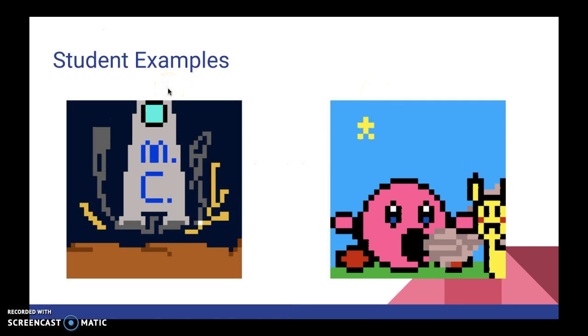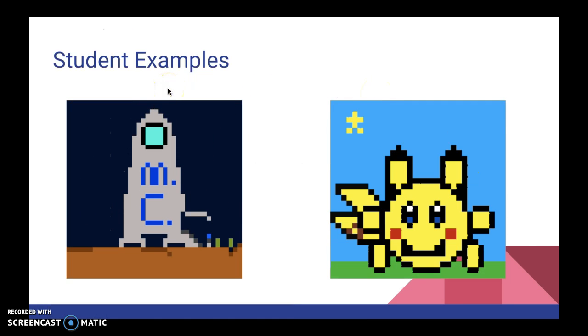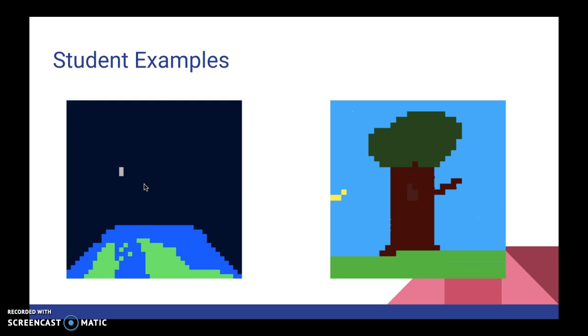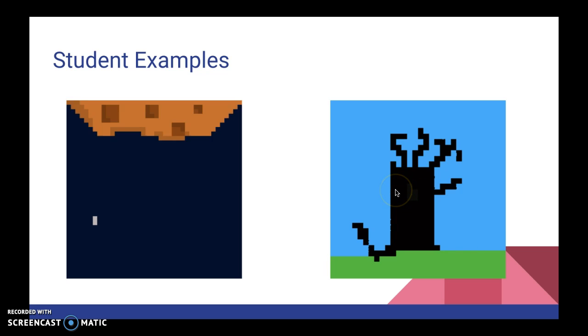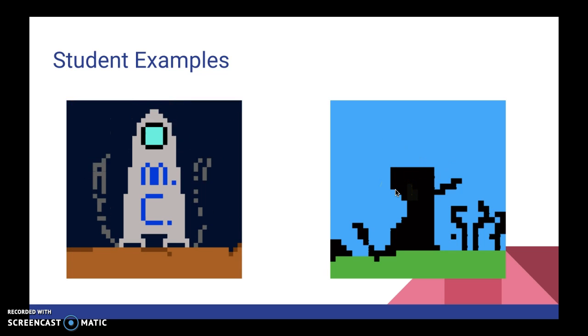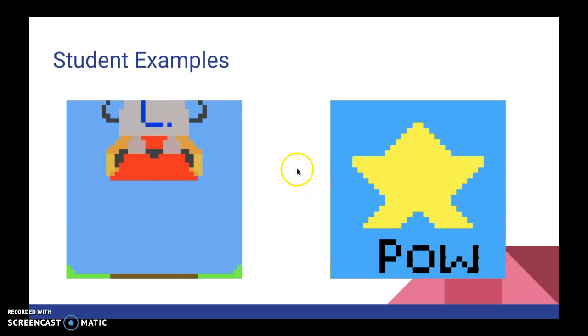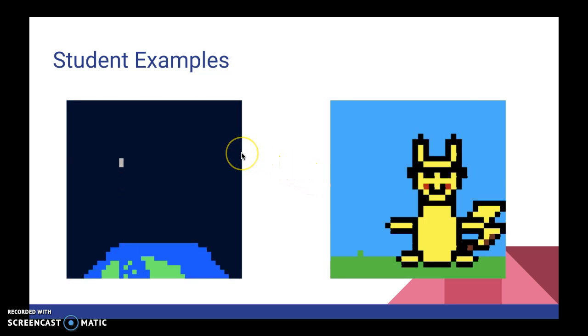So here's some student examples. You can see some are a little bit longer than others. This one is obviously above 10 frames. This one is above 10 frames as well. So these are a little bit more complex stories, but I like this program because it allows for a lot of differentiation.